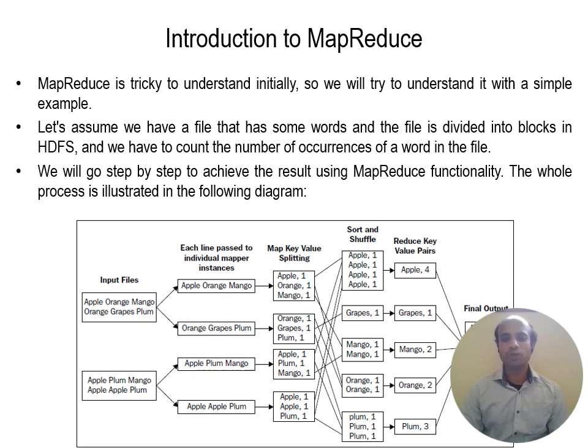Then you sort and shuffle all this information. You can see all the apples in one particular box, and grapes, mango, orange, and plum each in their own box. Then you reduce the key value pairs. That is, apple is 4, grapes is 1, mango is 2, orange is 2, plum is 3. And you can see the final output.